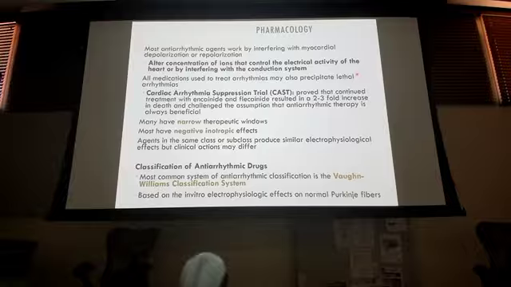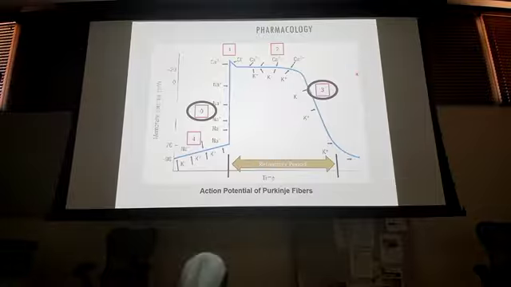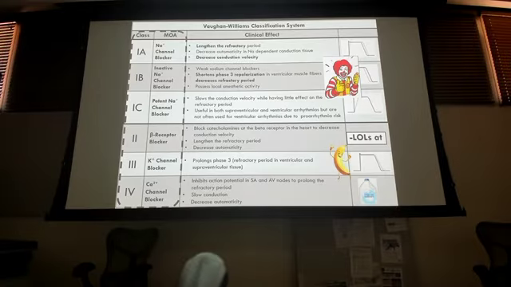And then our classification of them, their Vaughan-Williams classification system, are going to be those different classes that we talk about when we're looking at these antiarrhythmic medications. This is, again, just showing you kind of what those action potentials look like. Not going to be tested over that. But looking at this, you will see this. Again, this slide and the next slide is a big summary of what you're expected to know when we start talking about these drugs. Okay, so when you're looking at this slide, pay attention to what is in the box.